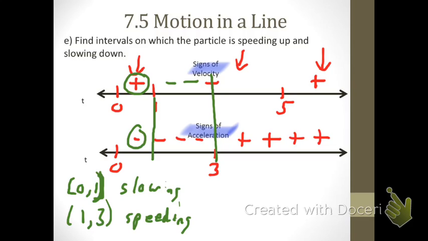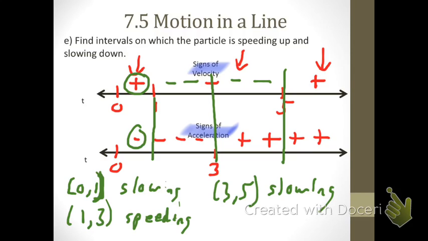Alright, then if you look at the interval between 3 and 5 seconds, the acceleration had a positive sign, the velocity had a negative sign. So from 3 to 5, it was slowing down again because there were opposite signs. And then once we get past the 5 second mark, both the acceleration and the velocity are positive. So from 5 to infinity, it's speeding up.